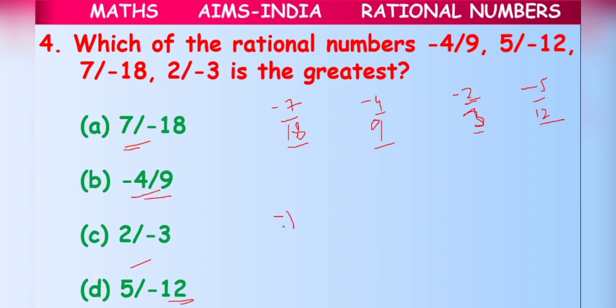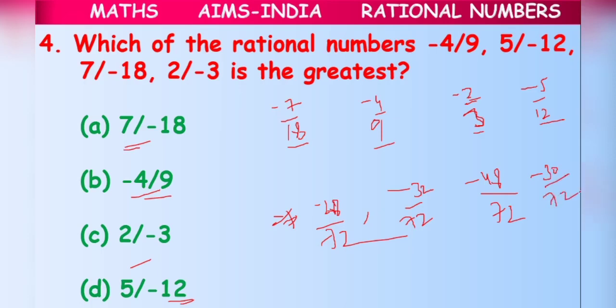So here minus 7, we can multiply with 4. What will we get? Minus 28 by 72. Here 9 means we have to multiply with 8. Minus 32 by 72. Here 3 means we have to multiply with 24. Then it will become minus 48 by 72. Here 12 means we have to multiply with 6. So what will we get? Minus 30 by 72. Now all the denominators are the same.